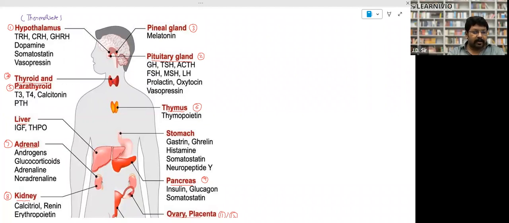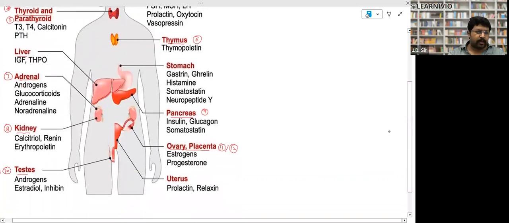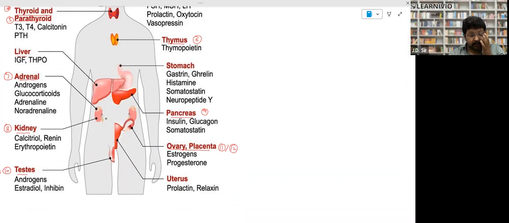Then thyroid gland. And along with thyroid, there are parathyroid glands. They are found on the backside of thyroid. So thyroid and parathyroid. Then thymus gland. The position of thyroid and thymus gland have been asked. That's why I am saying that you need to remember the position as well. Then the sixth number is thymus gland. And then the seventh number is adrenal gland, found at the top of the kidney. Then after adrenal gland, kidney, then pancreas, then testis, then ovary. Right?